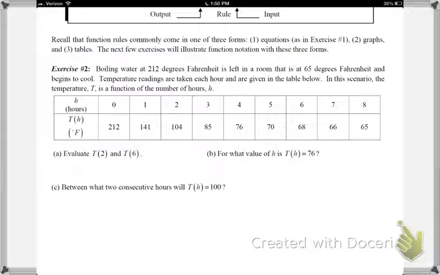In exercise 2, boiling water at 212 degrees Fahrenheit is left in a room that is at 65 degrees Fahrenheit and begins to cool. Temperature readings are taken each hour and are now given in the table below. In this scenario, the temperature T is a function of the number of hours H. Evaluate T at 2 and T at 6.